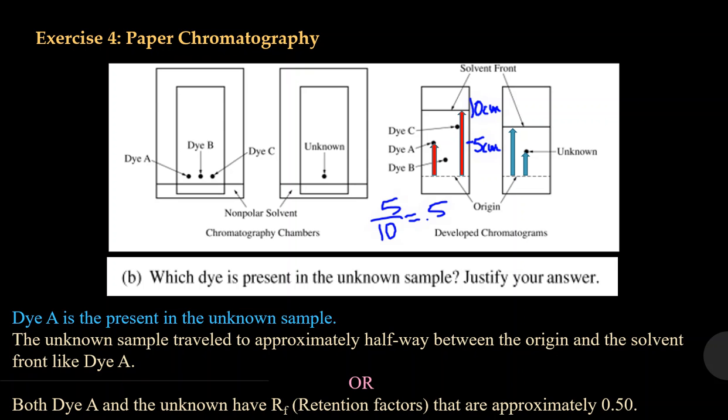Here, noticing it's not going up exactly, you could probably estimate this as, I don't know, 7.5, and then this is halfway between that, okay? You can make your own numbers to do that, or you could just eyeball it and talk about how it traveled about halfway, and about halfway is 0.5 of the travel distance if you're doing retention factors.